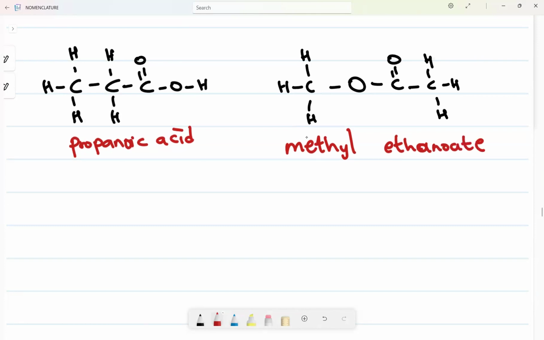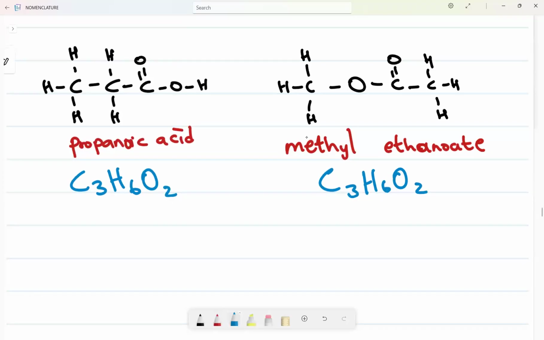Ethanoate. Now, check. The number of carbons in here, it has 1, 2, 3. So it is C3. The number of hydrogens, it is 6. The number of oxygen, it is 2. Similarly here, the number of carbons, it is 3, 1, 2, 3. Okay, it is the one structure. The number of hydrogens, it is 6. Then the number of oxygen, it is 2.